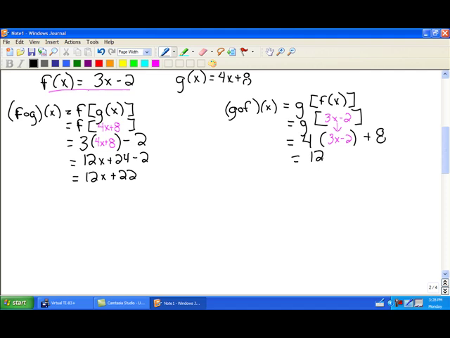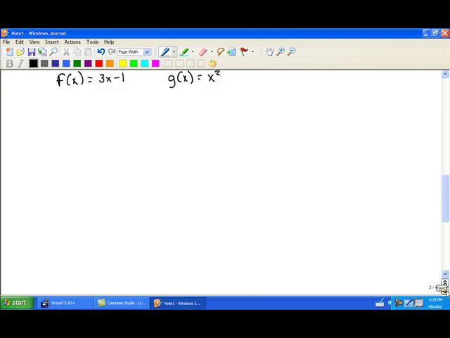4 times 3x is 12x. 4 times negative 2 is a negative 8, plus 8, or just a plain 12x. Notice f composed with g and g composed with f gave us two different answers. They are not commutative, meaning the order is going to matter in these problems.